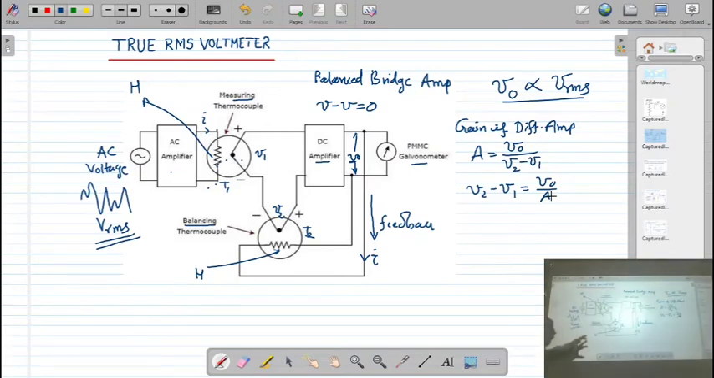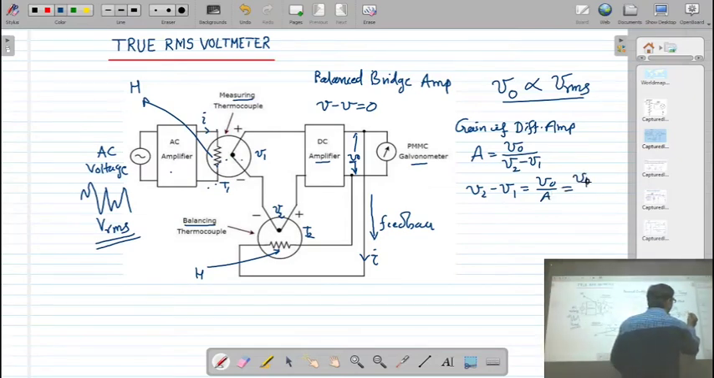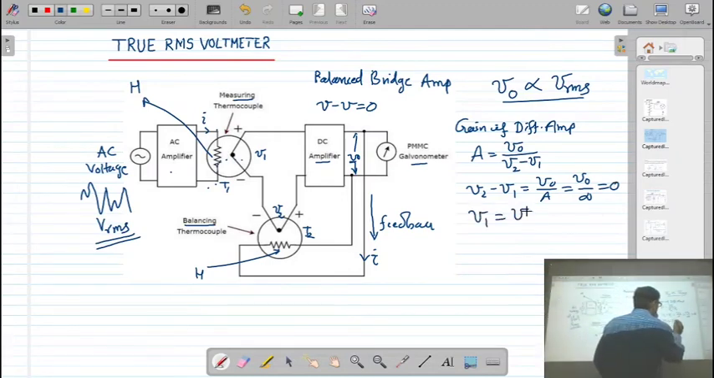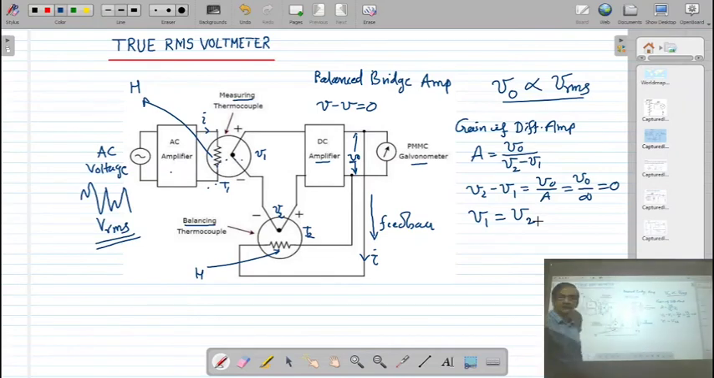But here the gain of the differential amplifier is very large, so we can say it is going to be infinite. So the difference V2 minus V1 is equal to 0, or we can say that V1 is equal to V2.